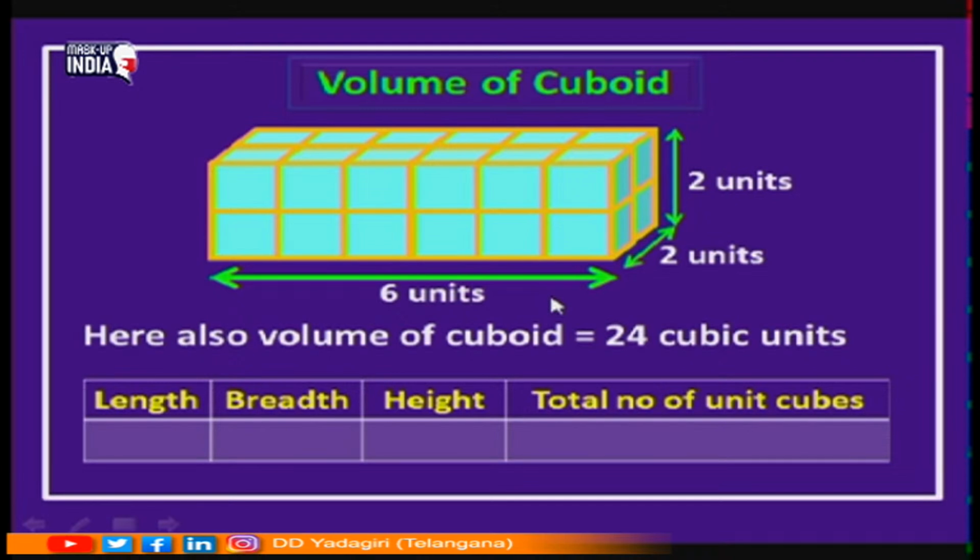Now, let us find out again the total number of cubes mathematically. Length is 6, breadth is 2, height is 2 and the total number of unit cubes is given by length into breadth into height. What do you get, children? 24. Again we got the same thing.